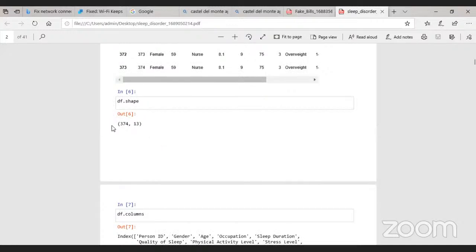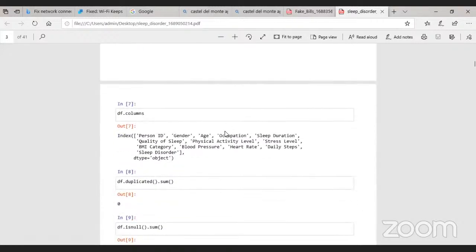We'll try to look at the shape of the data. By looking at the shape, I understood that there are 374 records and 13 columns available. So like I told you, we'll try to look at the columns separately. df.columns will give you the number of columns with the name of each column.